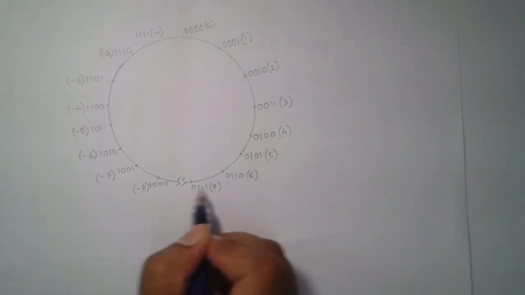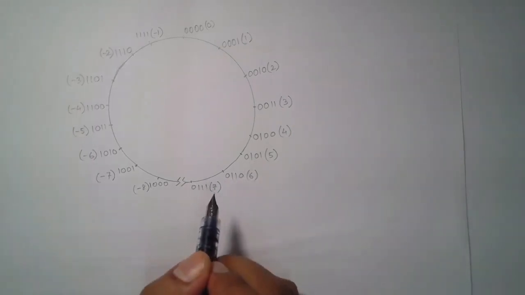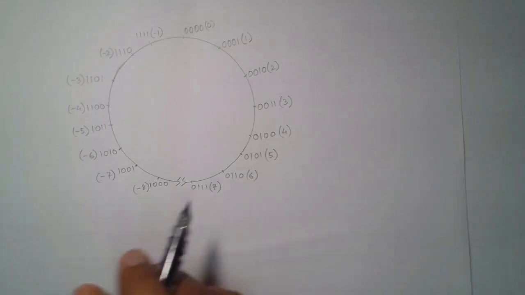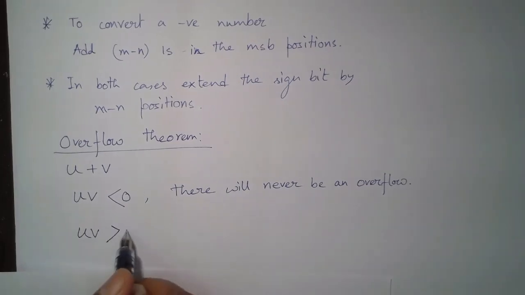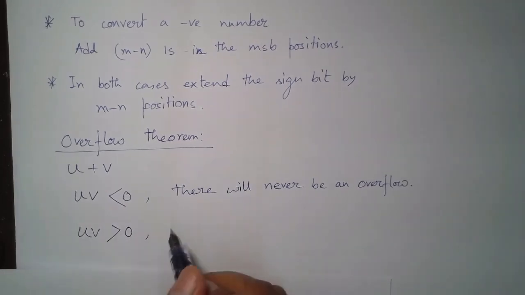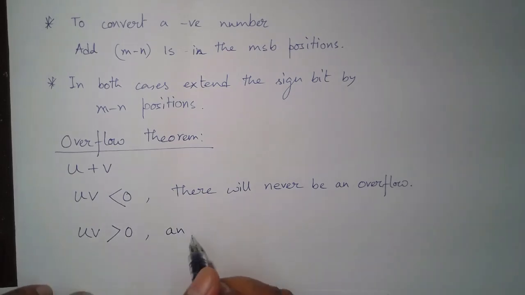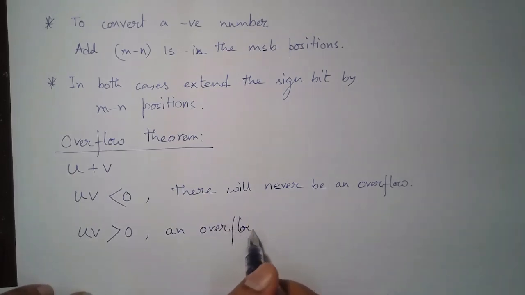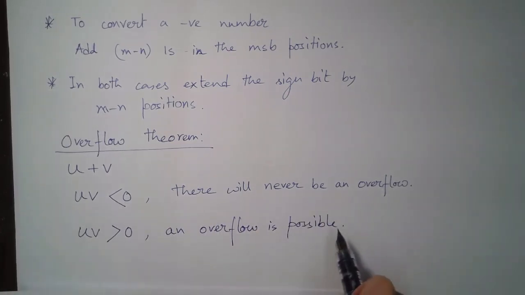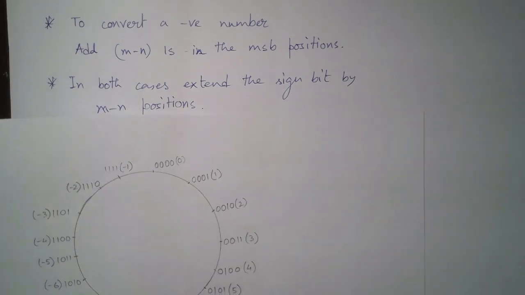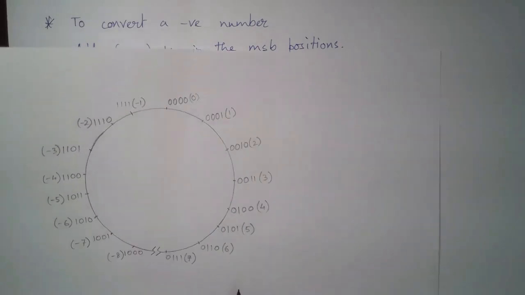So if you cross the breakpoint, then only there is an overflow, and this can happen if u into v is greater than 0. So in that case an overflow is possible. All right. So if u and v are greater than 0, then there is a possibility of overflow. As we mentioned, 5 plus 5 will result in an overflow.